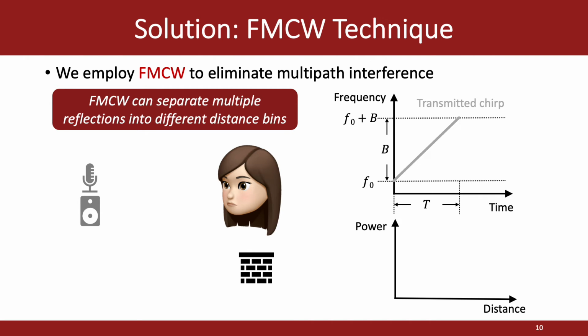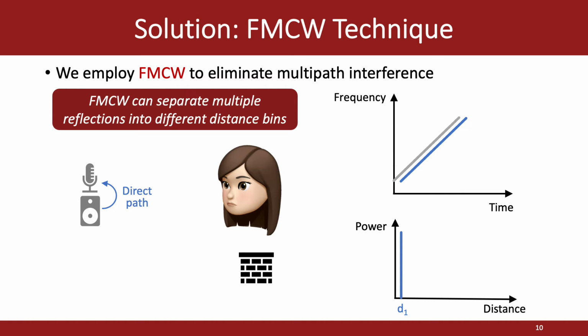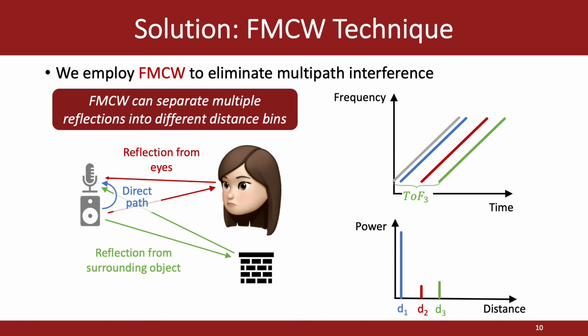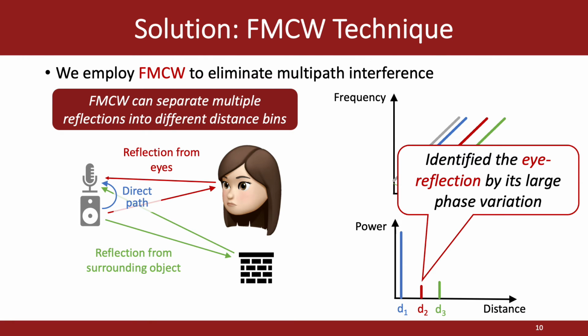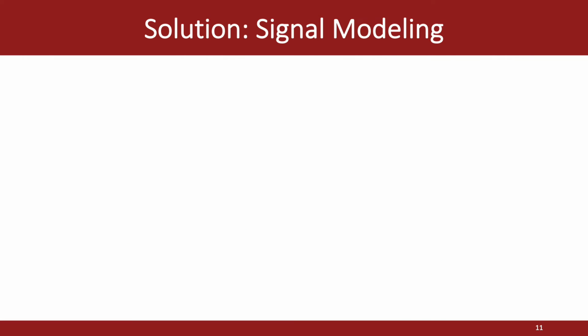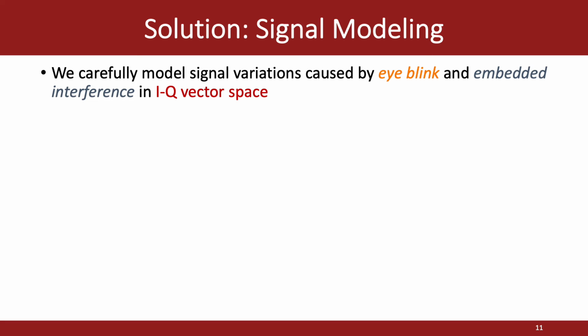We first employ FMCW to eliminate multipath interference. Multiple reflections can be separated into different range bins according to the time of flight of each path. We identify the eye reflection by its large phase variation and then zoom into it. Since the eye reflected signals contain head movement, the second step is to carefully model signal variations caused by eye blink and head movement in the IQ vector space.